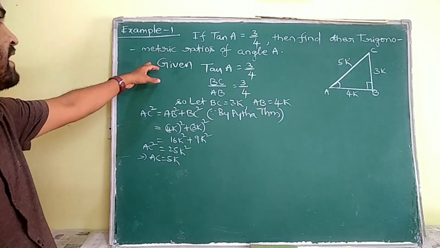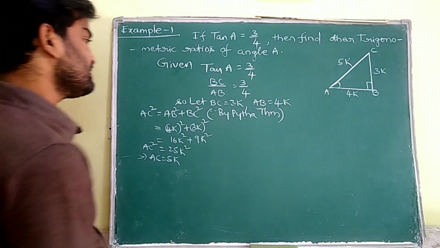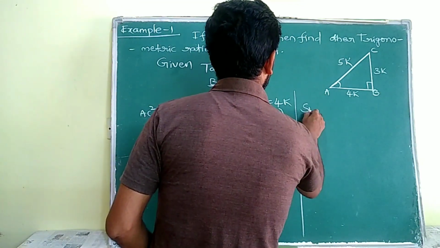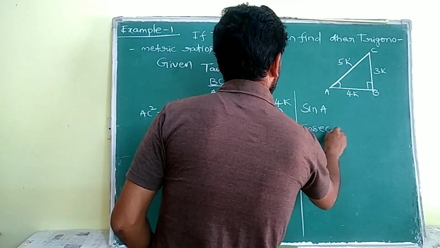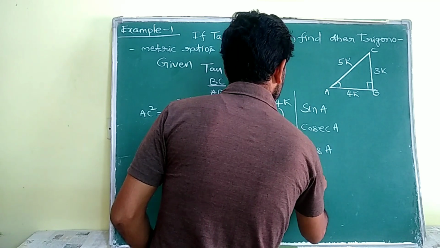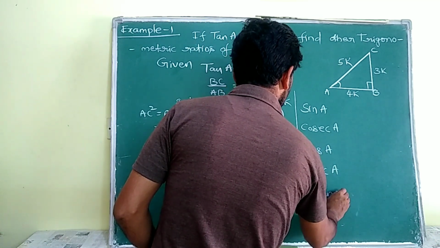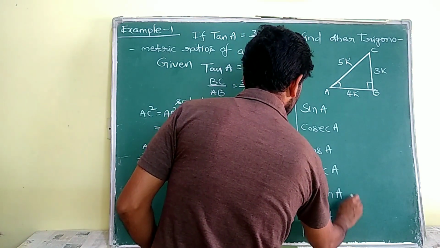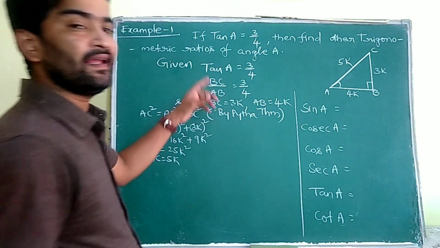Now he asks us to write all the trigonometric ratios of the angle A. That means I have to write sin A, cosecant A, cos A, secant A, tan A, cot A. These are the 6 trigonometric ratios of the angle A.